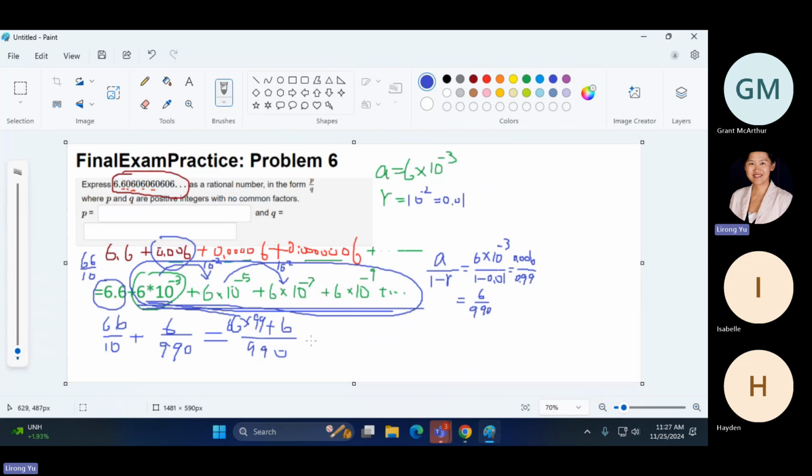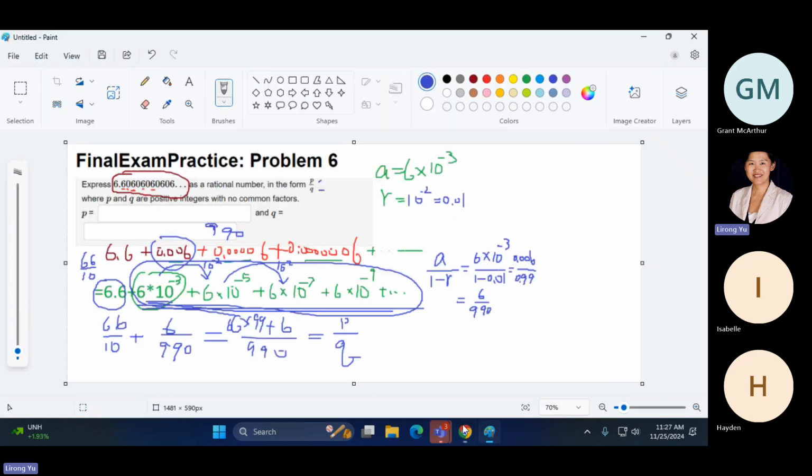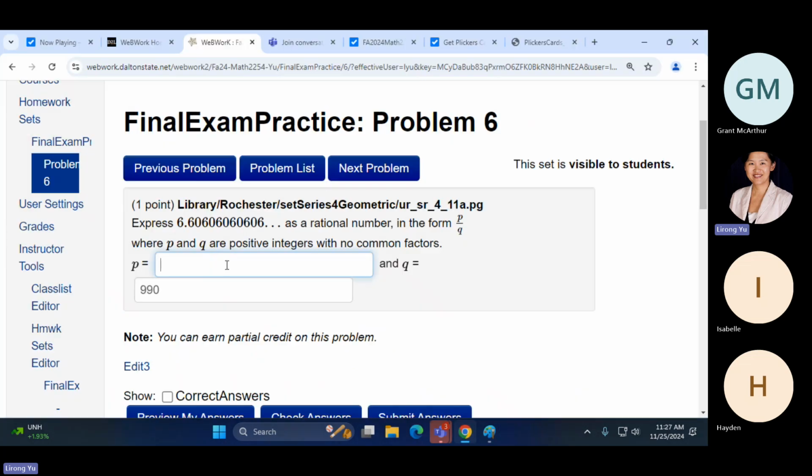Okay, so we're looking for two integers, P and Q. So this is P, this is Q. The Q would essentially be the 990, and the P would be whatever 66 times 99 plus. Are we okay? So that's this example. So we got 990, and then the numerator. I've got to use a calculator. It's 66 times 9.